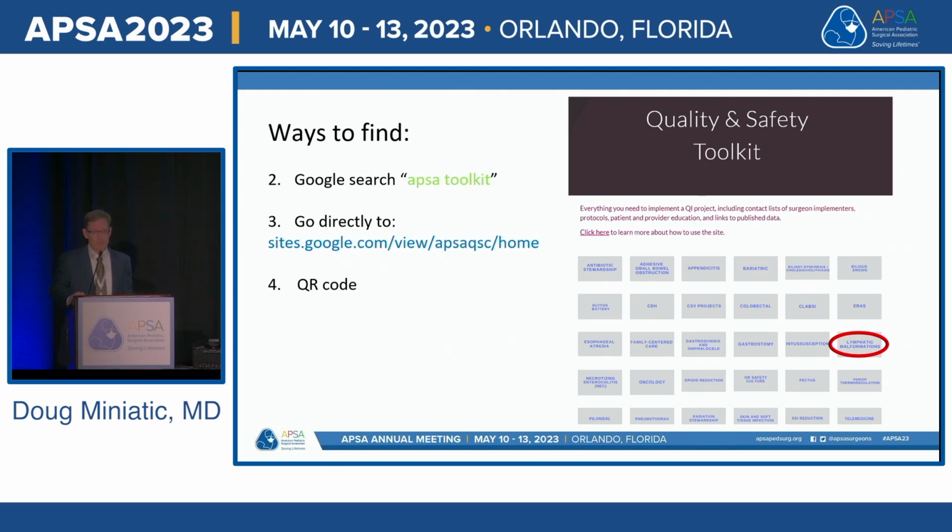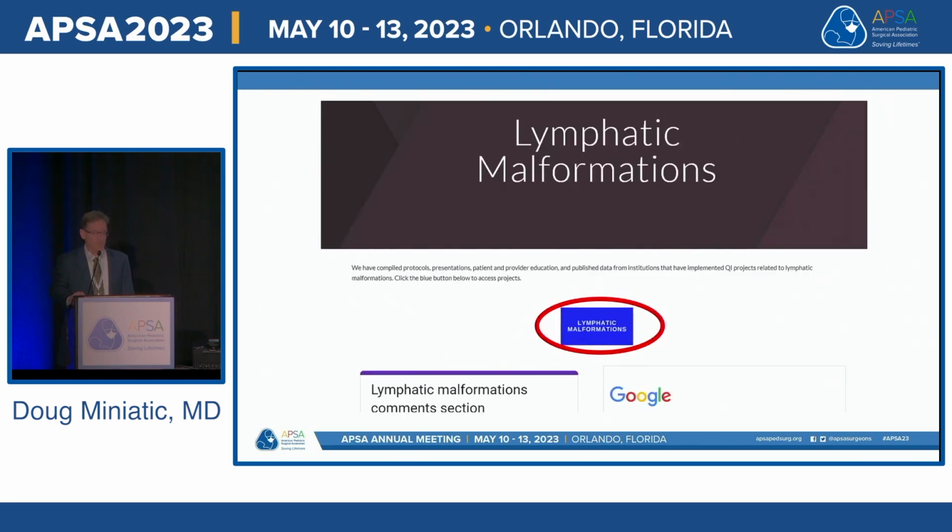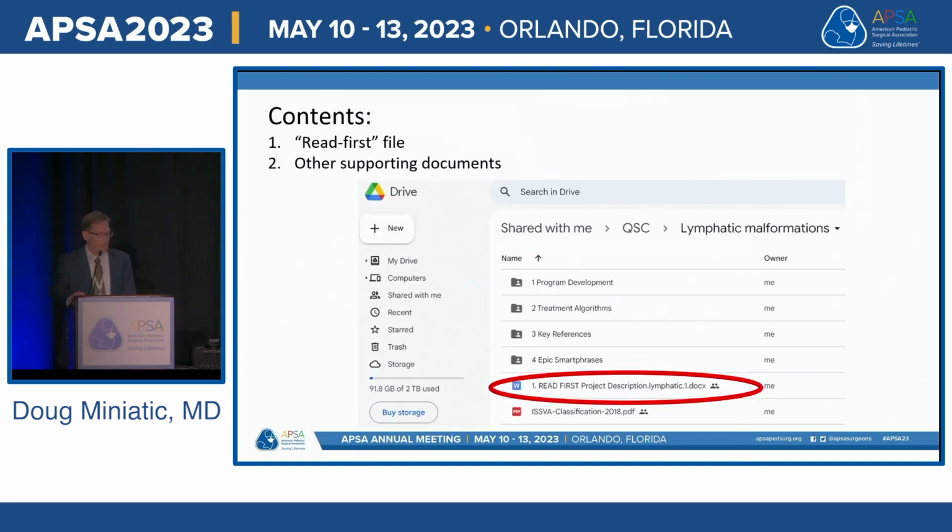And at the end of this, I'll flash up QR codes for us. Once you get to that main page of the Quality and Safety Toolkit that you can see here, just click on Lymphatic Malformations, and then click on the blue box, Lymphatic Malformations. And that'll take you into the folder. And all the Quality and Safety Toolkits have a read first file. So you want to check that out. That will explain what the contents of the folder are and what the purpose of the toolkit is.